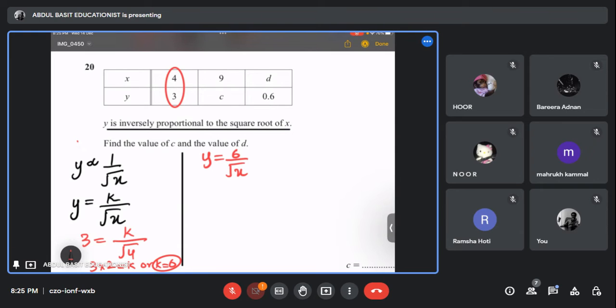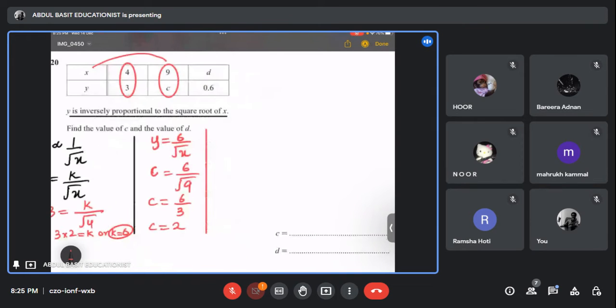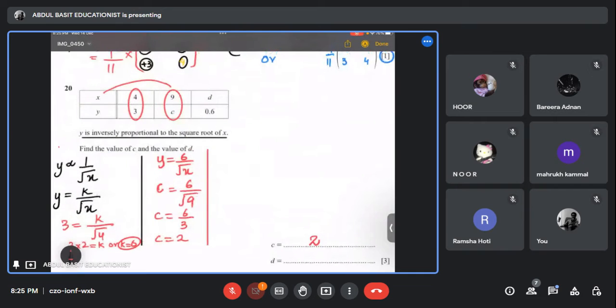Now we need to find out y in the second column. In the second column, I have x is equal to 9. So y is equal to c according to the question. So 6 divided by square root 9. Square root 9 is 3. So 6 divided by 3 is equal to 2. So the value of c is 2. So we can write this in the answer line. Okay, now they say the value of d.